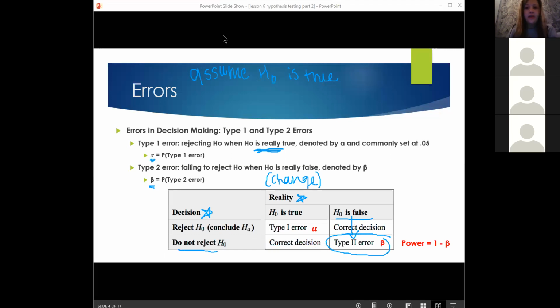You can read this in any way, basically. You can read it as, let's say, if you reject the null, and the null is actually true, so we said that there's a change when there really isn't a change, that would be our type 1 error, which remember is also denoted by alpha. So those are just different errors that you could make in hypothesis testing that we want to look out for.